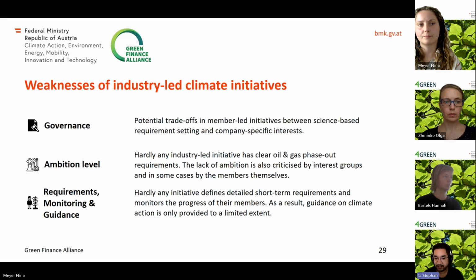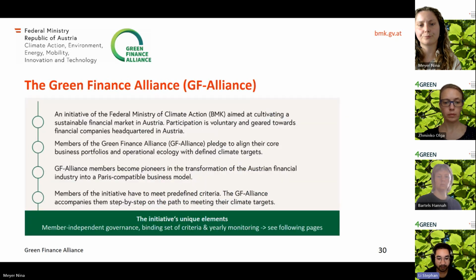And so the Green Finance Alliance, in our view, is solving many of those issues. The Green Finance Alliance is an initiative led by the ministry. Its key features are its independent governance, and due to that independent governance, requirements are also set independently of members.